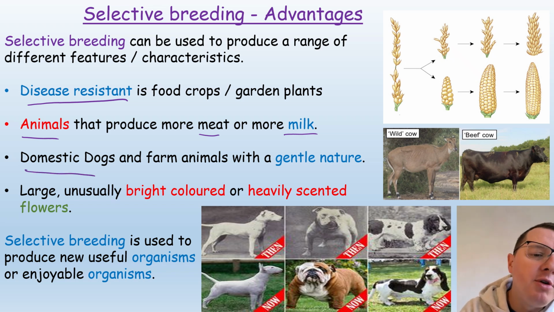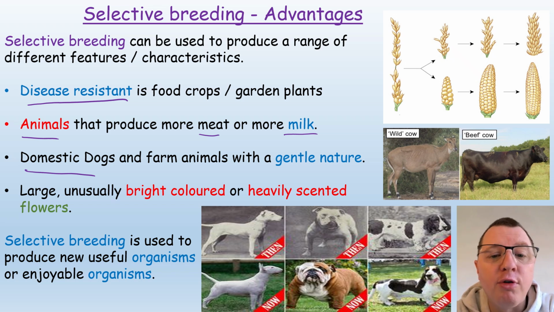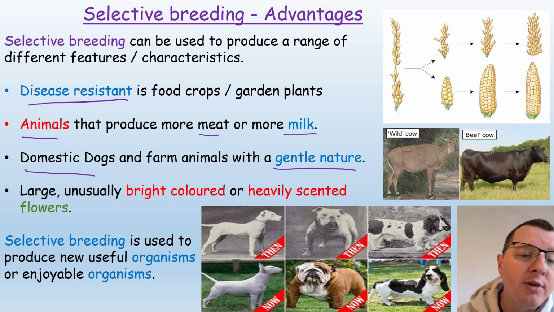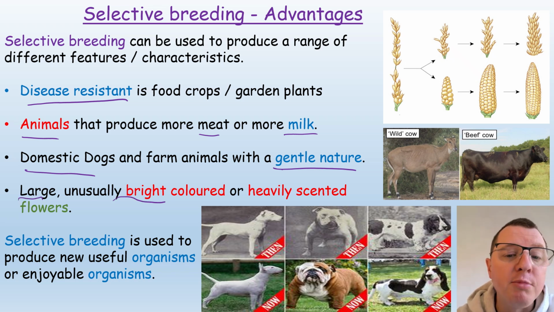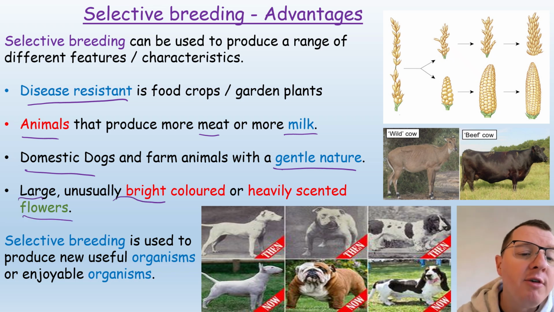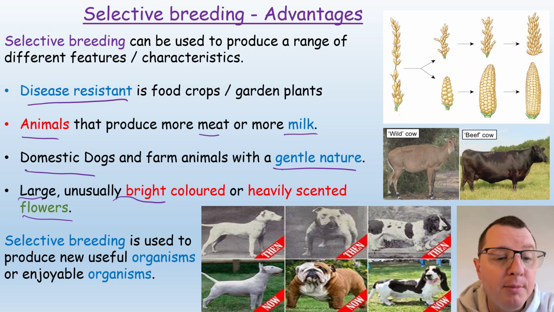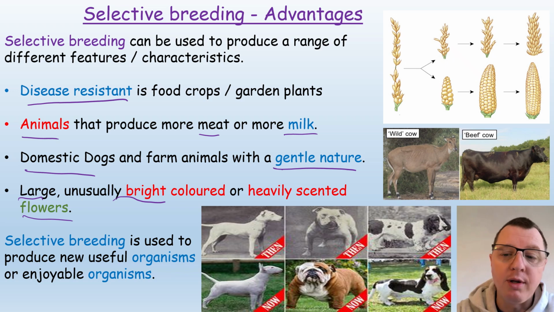You may well produce domestic animals such as dogs or farm animals with a more gentle nature. And if we look at plants, then you may be able to produce large or unusually bright coloured or heavily scented flowers, which will be more popular with consumers who wish to buy them. Selective breeding is used to produce new, useful organisms or new, enjoyable organisms.